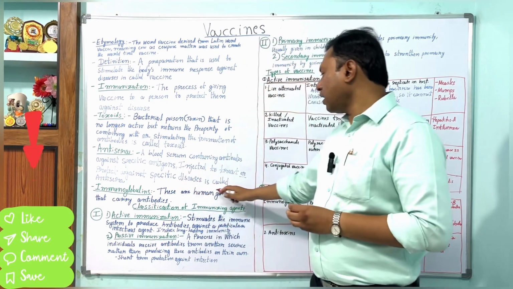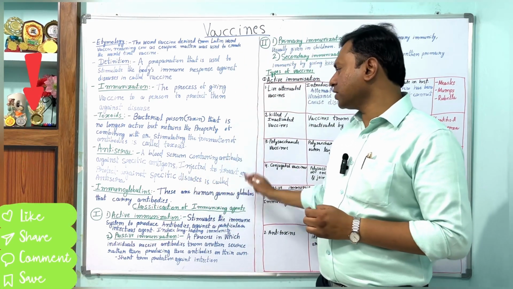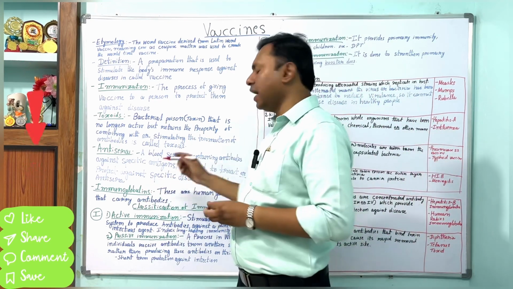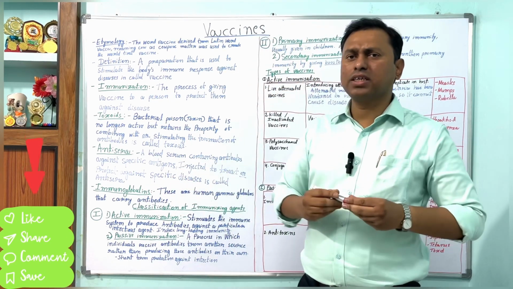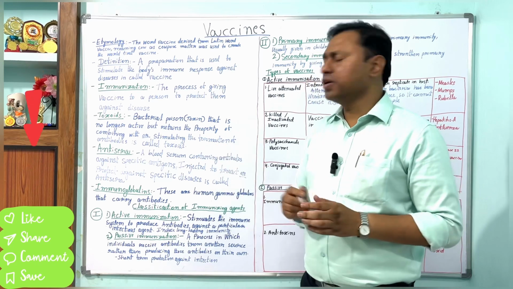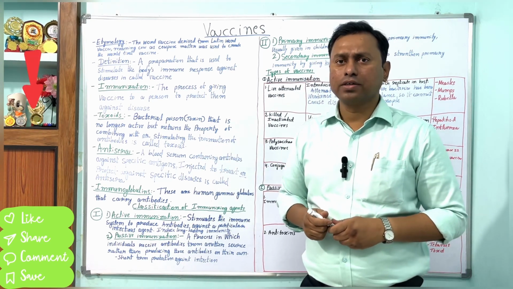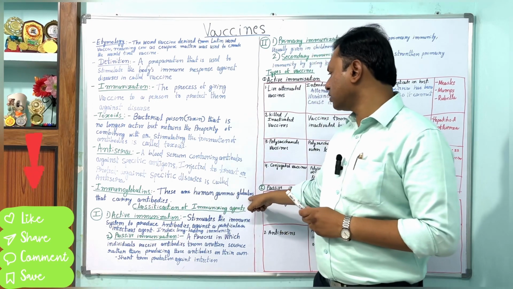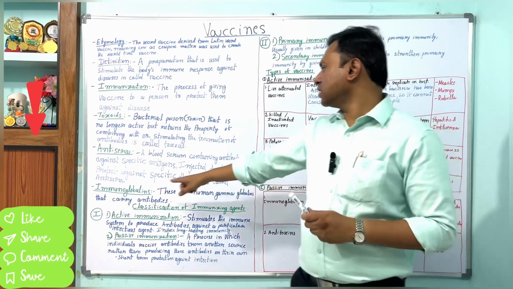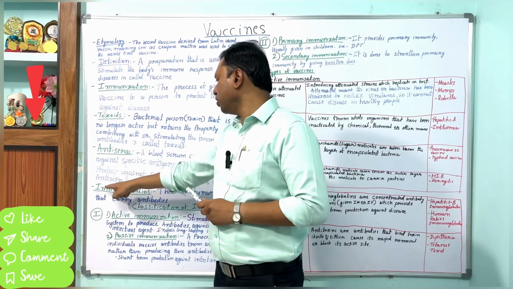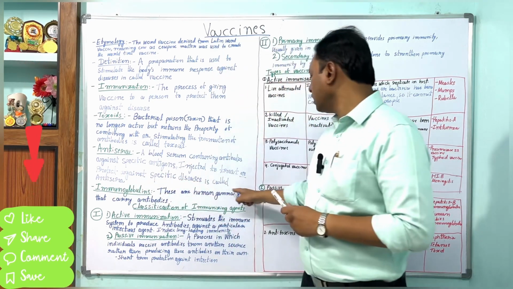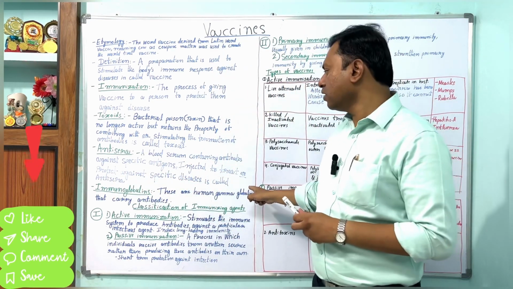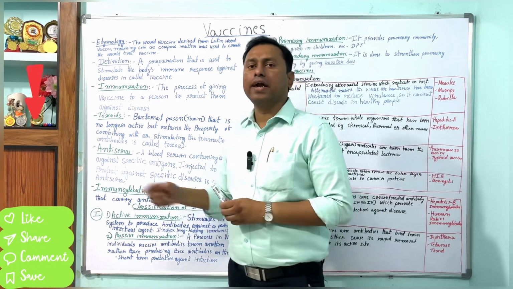Here, these are the human gamma globins that carry antibodies. Same thing, that is the immunoglobulins, also called antibodies. Globins are the gamma globins, which means immunity. This is the protein, and these carry the antibodies.